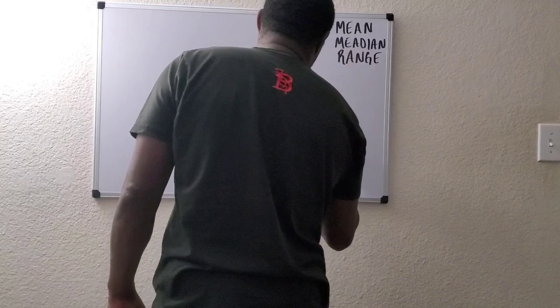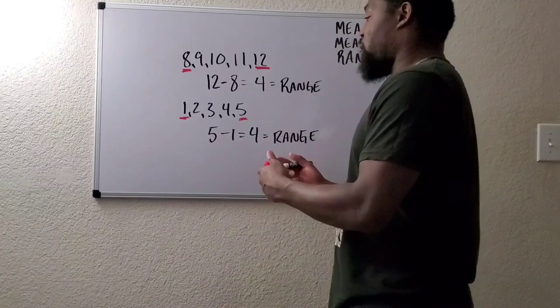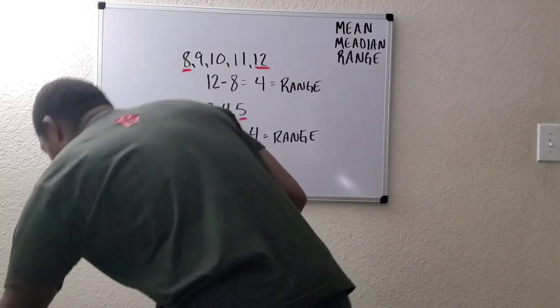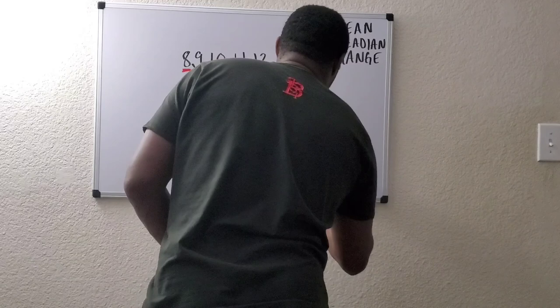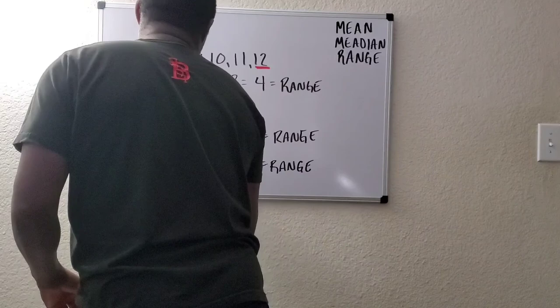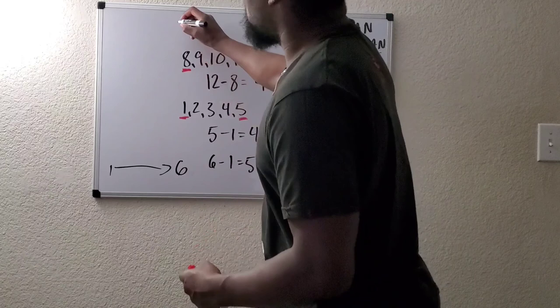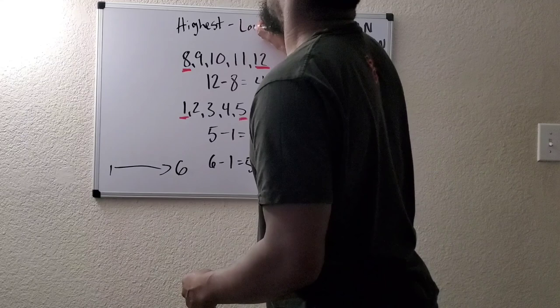Our range is 4. And again, for the 1 to 6, I'm not going to write them all out, but you can take your 6 minus 1, get you your 5. So in a set of numbers where your lowest number is 1 and your highest number is 6, you do 6 minus 1. And again, for range, it's highest minus lowest. And that gives you your range.